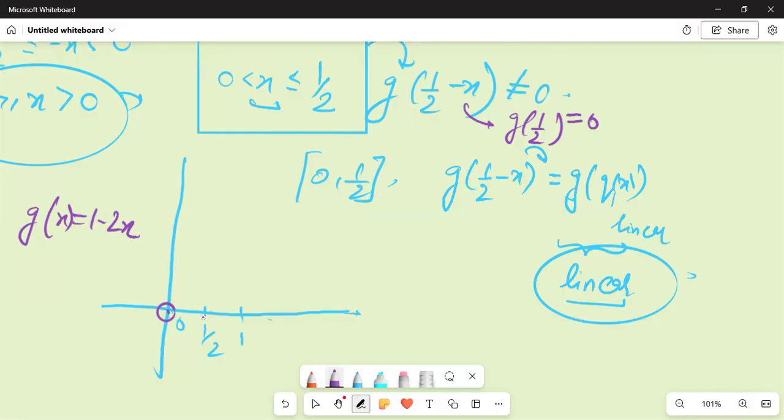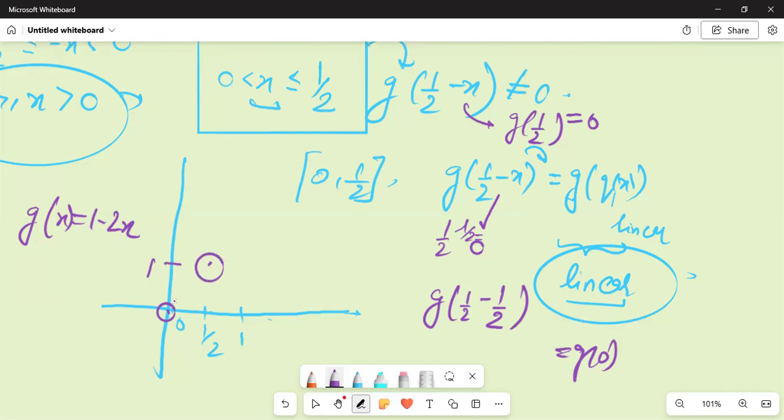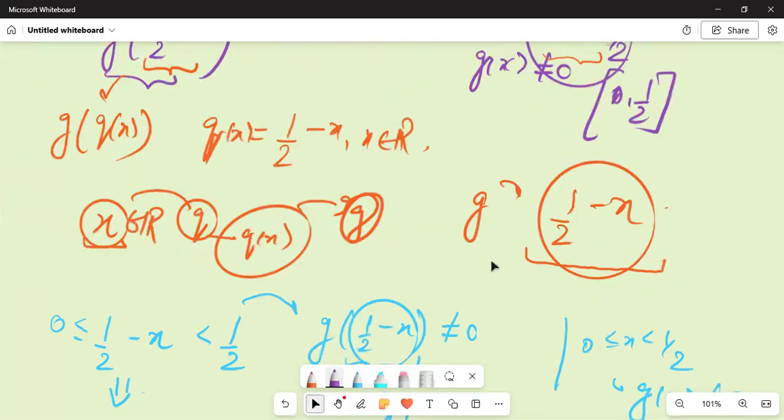And half, where is half going? Using this, half becomes 0. Half minus half is nothing but 0. That means g(1/2 - 1/2) is g(0), and at 0, g is taking the value 1 using the original definition 1 - 2x. So here it is 1. Since it is a straight line, we join the 2 points. This is the function g(1/2 - x). Everywhere else it is 0.